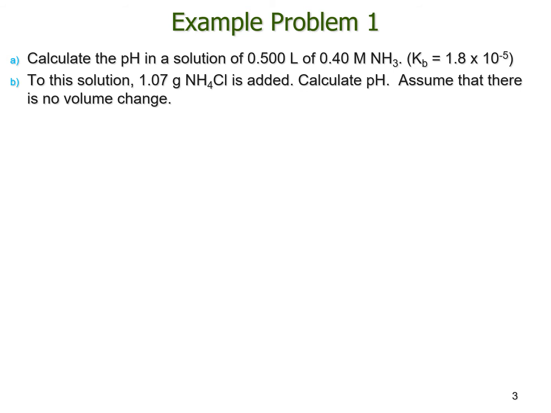And for the second question, to this weak base solution, 1.07 grams of ammonium chloride is added. Then we are asked to calculate the pH again under the assumption that there's no volume change. Remember, if the volume changes, concentration changes, because concentration is equal to moles per liter. So it is very important for us to realize a certain assumption during the calculation.